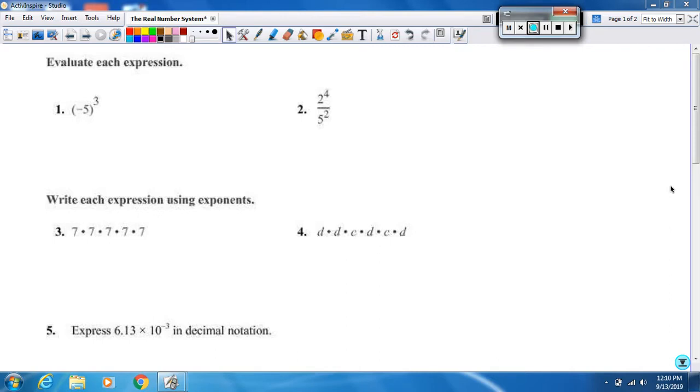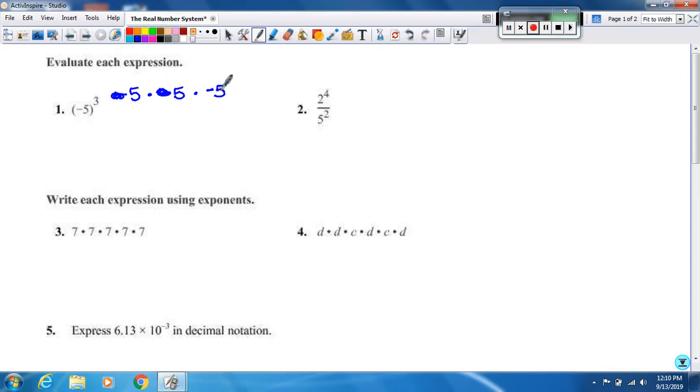In order to evaluate each expression, you have to look at the exponents because that tells you how many times something is happening. So this right here means -5 three times. So what this exponent tells you is to do -5 times -5 times -5. Now for negatives, it takes two negatives to make it a positive, so this negative cancels this one out.